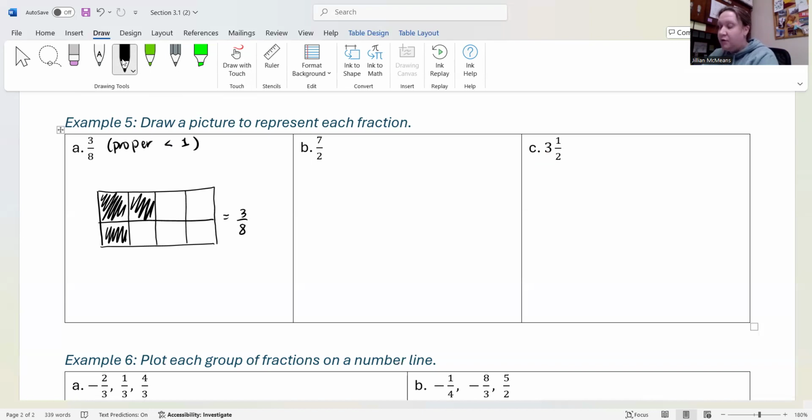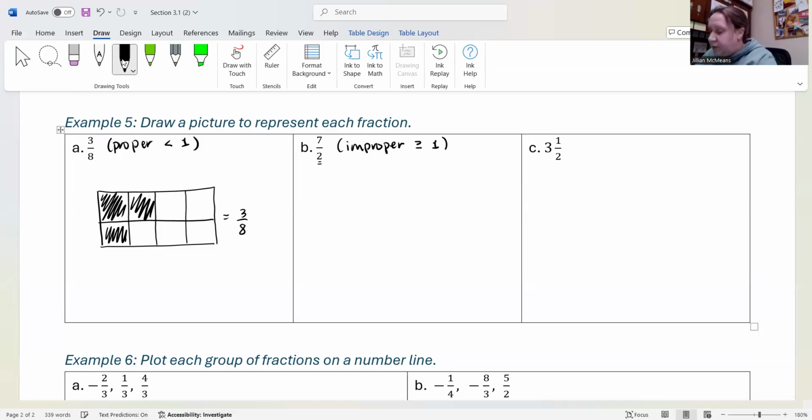Okay. Now for the next one, we've got 7 halves. And so 7 is definitely bigger than 2, right? So this tells me this is an improper fraction. And remember, improper fractions are greater than or equal to 1. Well, since 7 is more than 2, this tells me this is definitely going to be greater than 1. And what that means visually is I'm going to have more than one figure. So if I use rectangles, I'm going to have more than one rectangle. Those rectangles individually have to be split into 2 pieces.